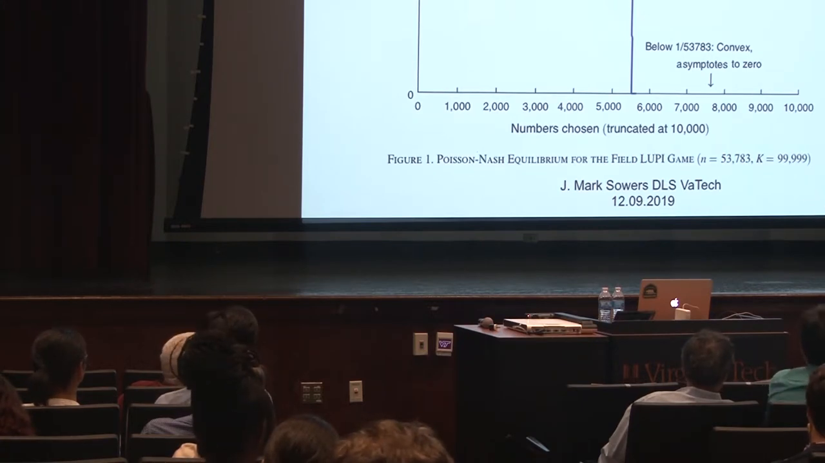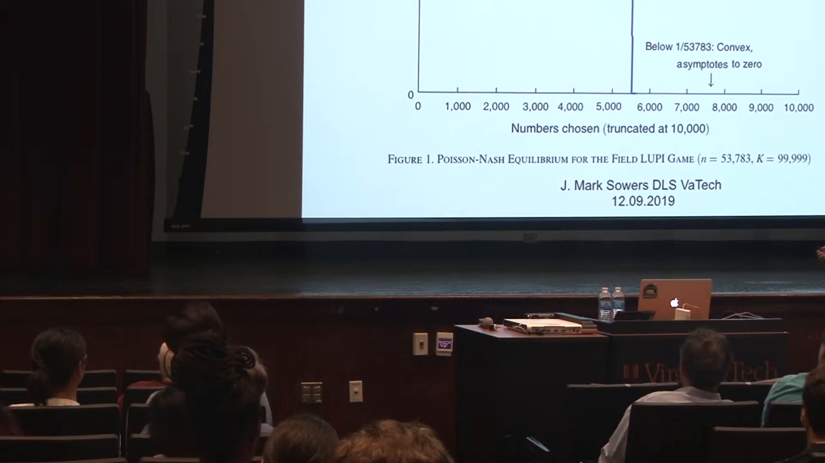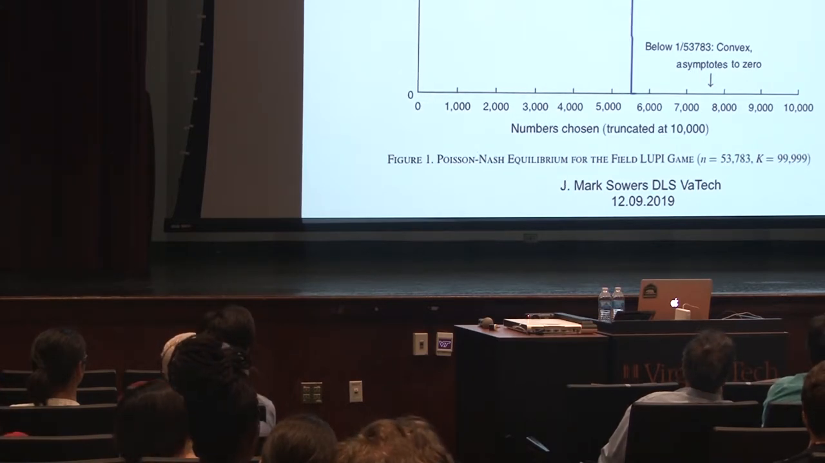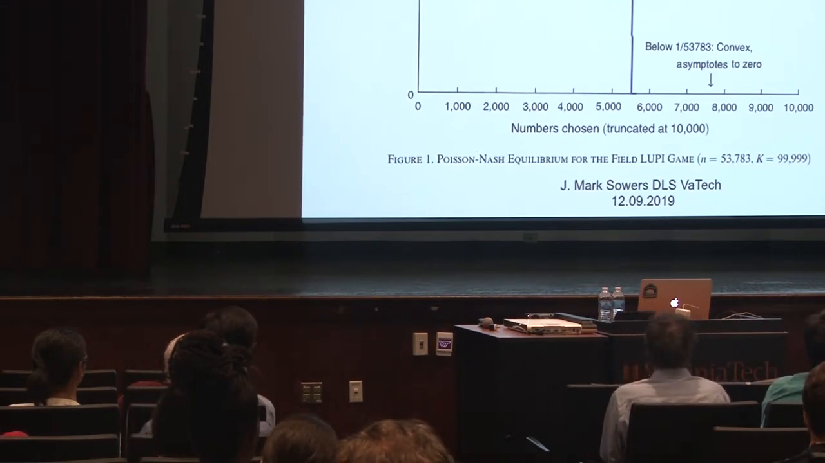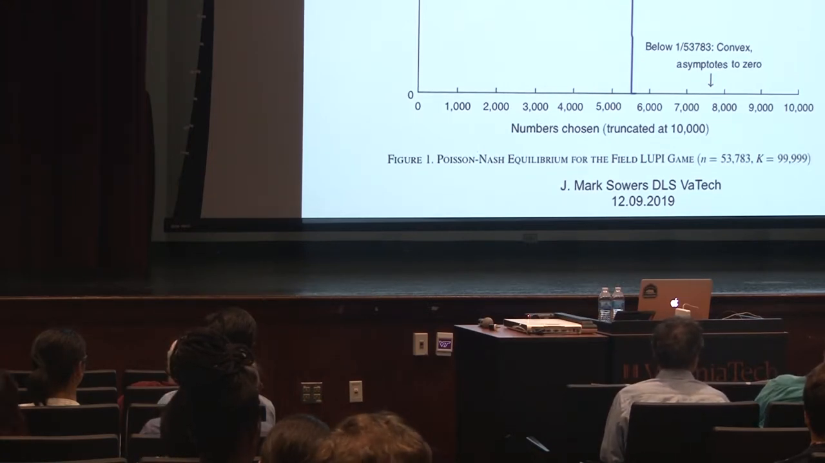And it has a weird shape, right? Because basically it means most of the numbers from 1 to 5,000 are about equally chosen, and then there's a sharp drop. Like 5,500, like why? How are you ever going to get this distribution?